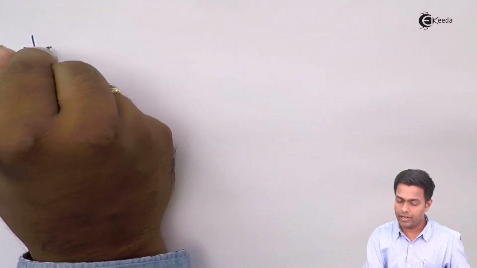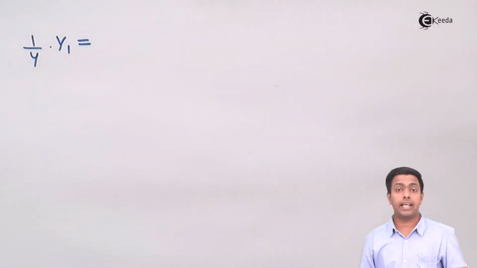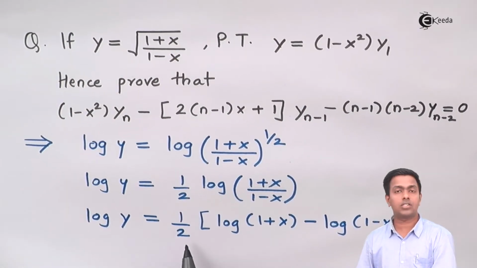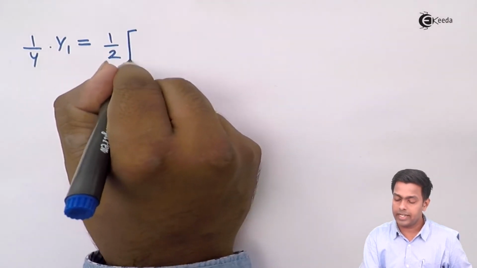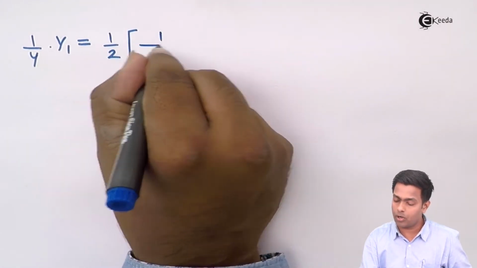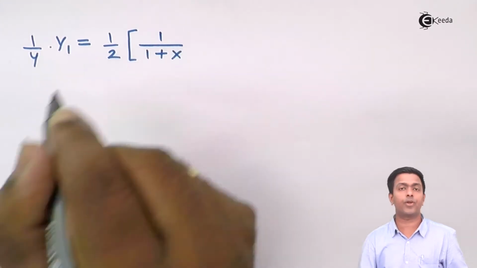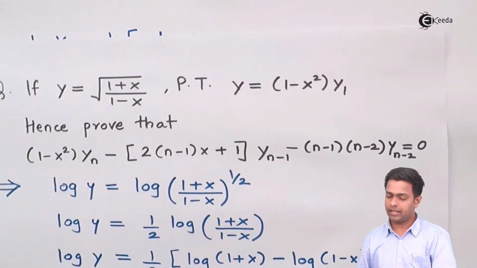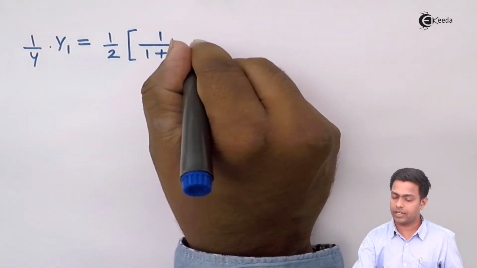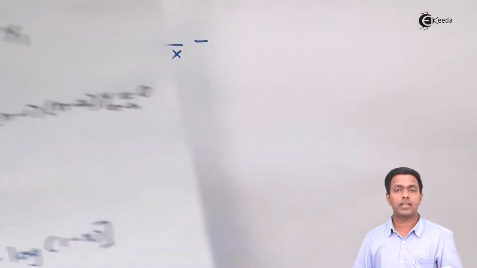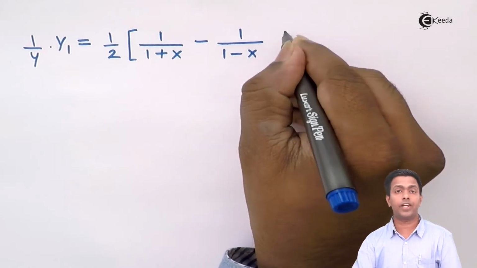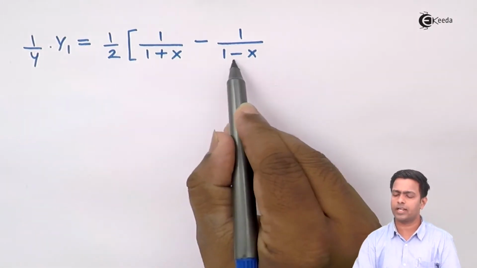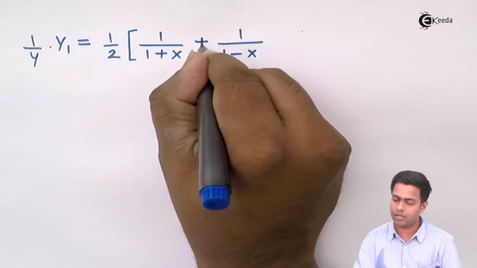So I can say the answer is 1 upon y into y1 for LHS. Next, for the right hand side, 1 by 2 is a constant, and then derivative of log of 1 plus x. So it is 1 by 2 as it is. Derivative of log of 1 plus x is 1 upon 1 plus x into derivative of 1 plus x, which is 1. Then guys, the middle sign is minus. So here I'll give the negative sign. And the derivative of log of 1 minus x is 1 upon 1 minus x into the derivative of 1 minus x. And guys, the derivative of 1 minus x is minus 1. So that minus and minus will become plus.